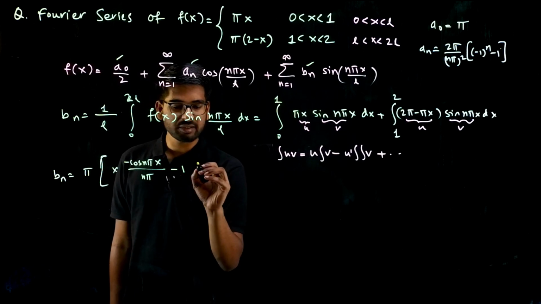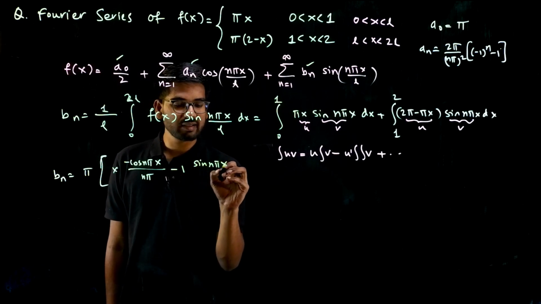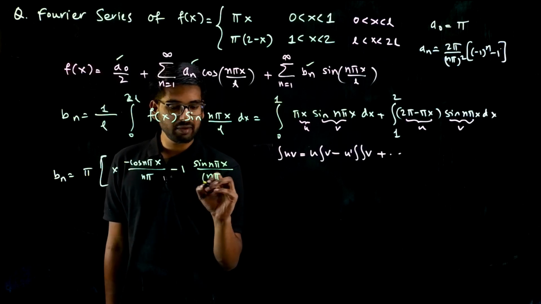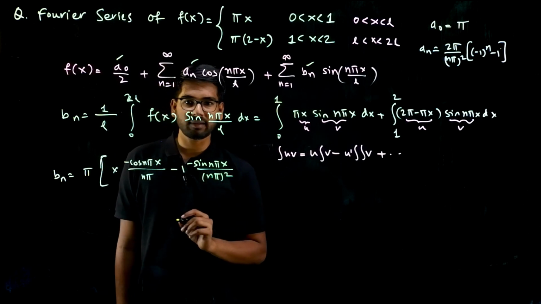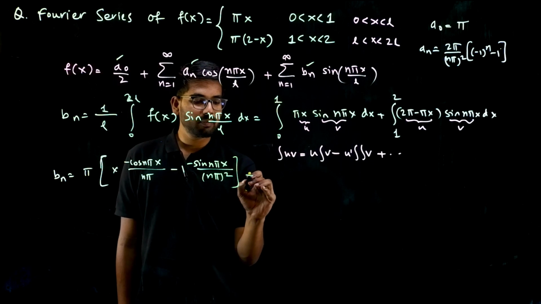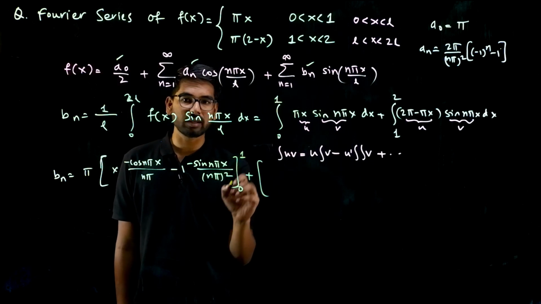So 1 time cos n pi x integration is sin n pi x by n pi. This n pi will become n pi square, this minus you have to keep it as it is. Okay, so this is the first term. Plus, this is from 0 to 1.